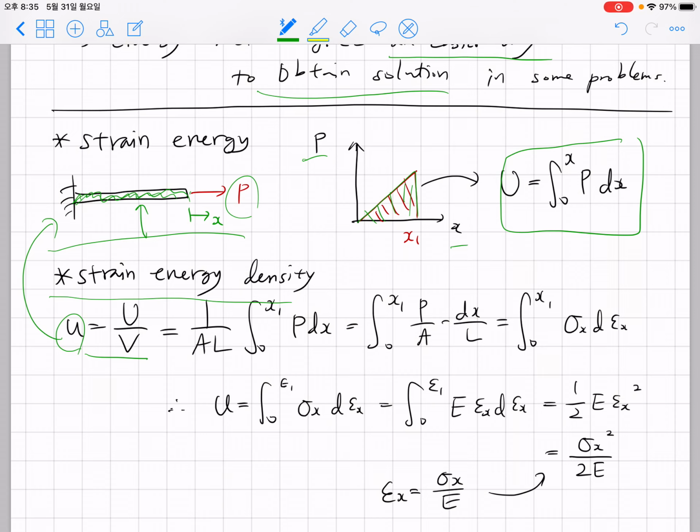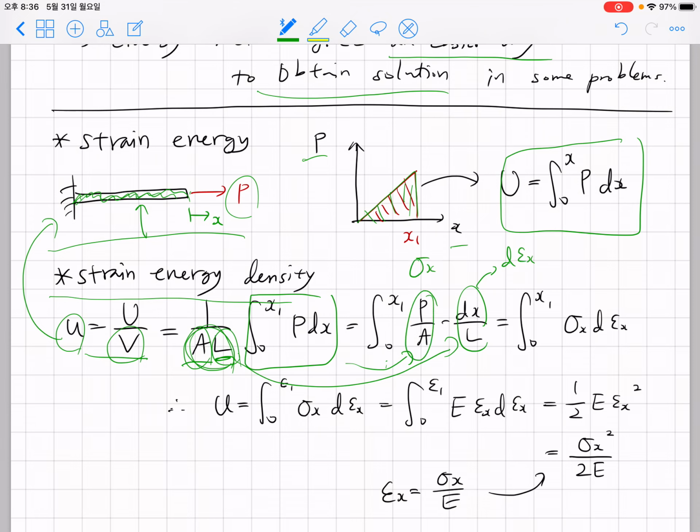To obtain strain energy density, you take the strain energy and divide by the volume, which is the cross-sectional area multiplied by the length of the beam. If we move this L to the denominator of P, and move this L to the denominator of dx, what you find is that this is the infinitesimal change of strain. This is the stress definition. So what you can see here is that strain energy density is the integral of sigma x d epsilon x.